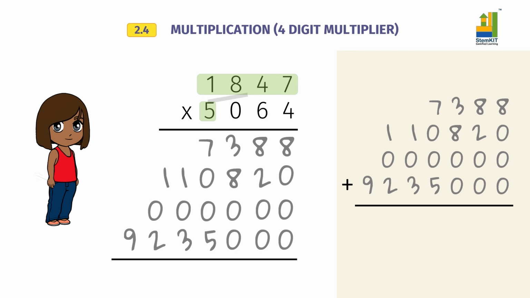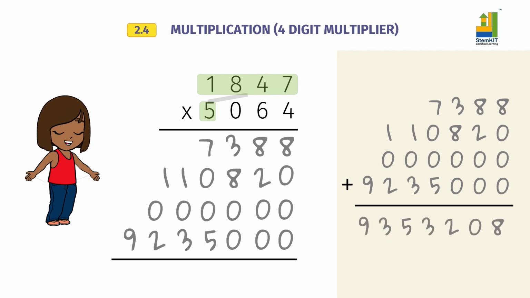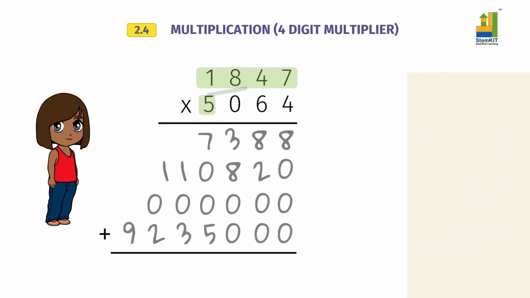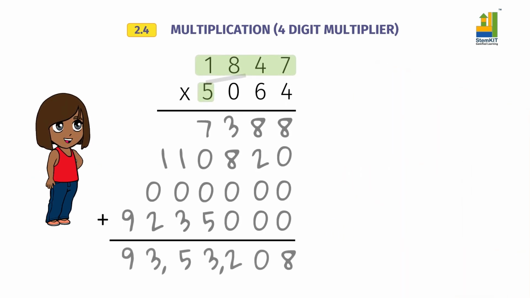Now we add. And we have the answer. Insert commas to divide the periods. And that is how we multiply with a 4-digit multiplier.